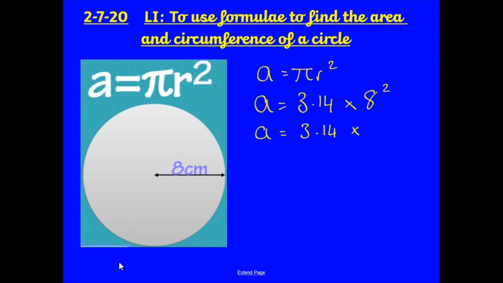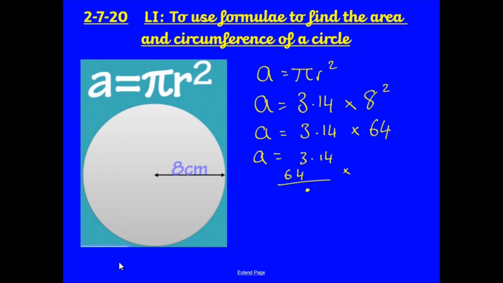So that's 8 times 8. Remember, squared is times by itself. So 8 times 8 is, of course, 64. So the area is equal to, again, I'm going to use a formal method to do this. So I've got 3.14 multiplied by 64.